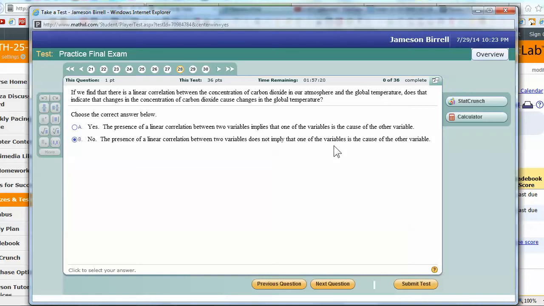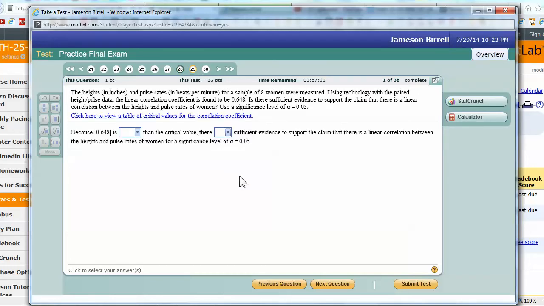correlation does not imply causation is the phrase you want to remember here. There could be some other X factor. Number 29. The heights in inches and pulse rates in beats per minute for a sample of 8 women measured. So good, that's paired data because they're the same 8 women and they've done the inches and beats per minute.